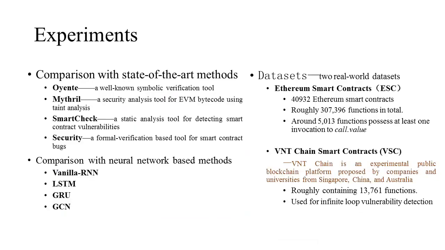We have conducted experiments on all the smart contracts that have source code in the Ethereum. We also conducted the experiments on another blockchain platform, VNT chain. In the Ethereum, there are 40,000 smart contracts, which have around 300,000 functions.